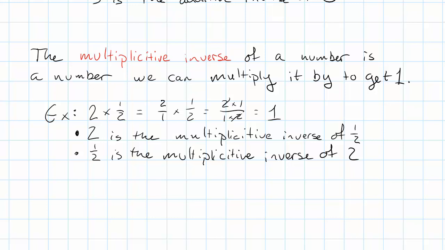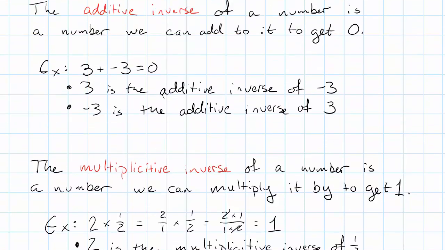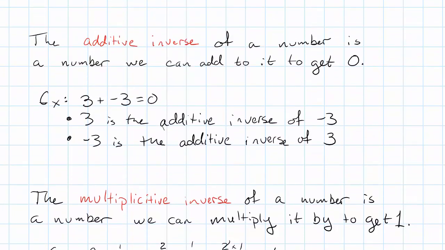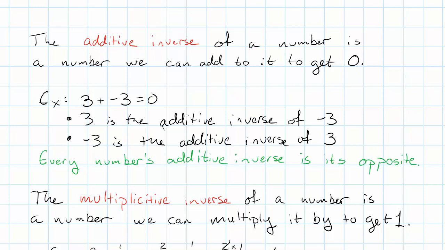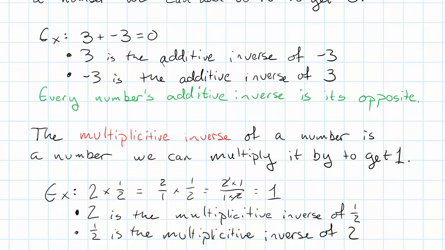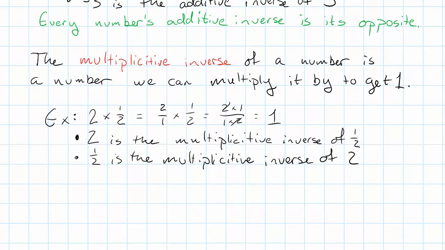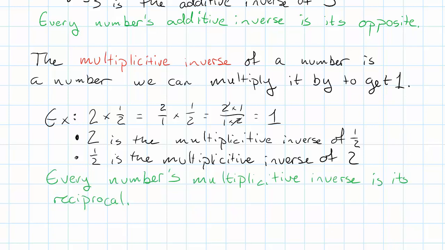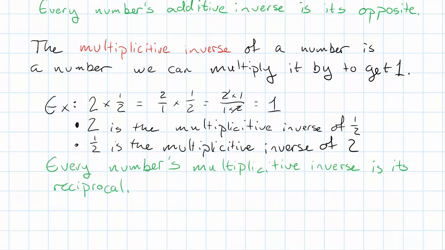All right. You probably noticed something about these additive inverses. They are opposites, and that is not a surprise. In fact, every number's additive inverse is its opposite. Similarly, you may have noticed that these multiplicative inverses were reciprocals, and again, that's not a surprise. Every number's multiplicative inverse is its reciprocal.